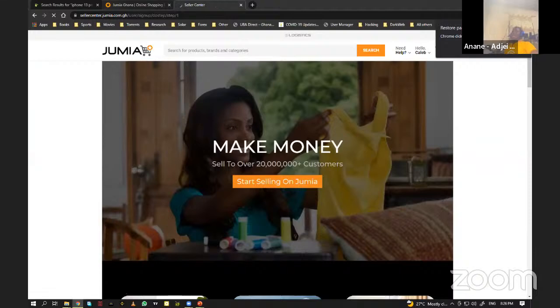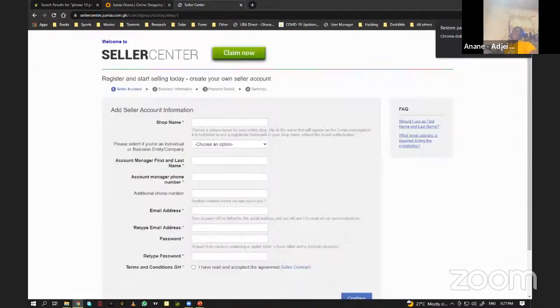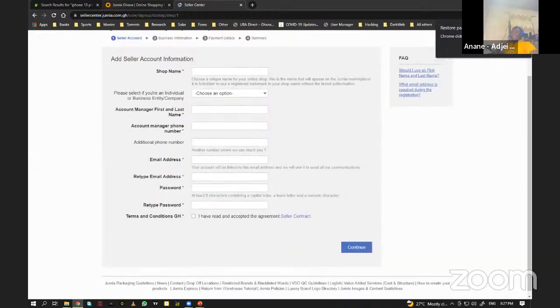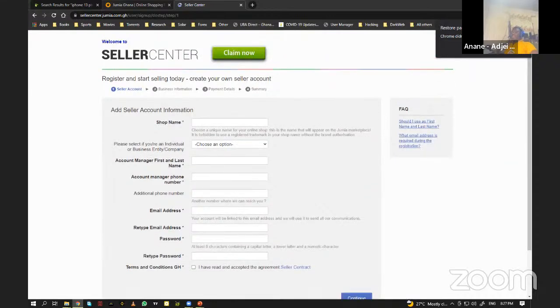There are certain processes that I need to go through. I need to create my shop. I need to add the account manager's first name. A lot of information will be required from me. Then when I fill in all these details, they will ask me to provide certain documents to prove my business. So business information, payment details, and other things. I need to prove my worthiness before they will accept me to sell my product on the Jumia platform.